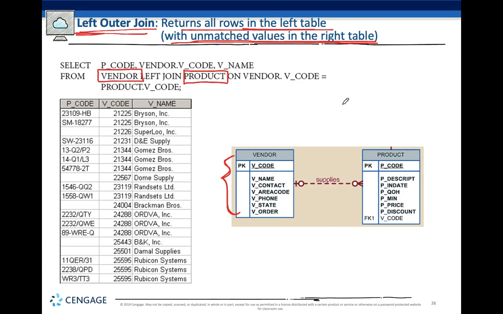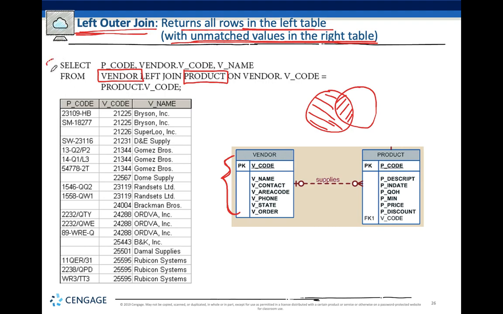If you think of it in terms of a Venn diagram, then a left outer join returns not just those matched rows in the left table, it also returns those unmatched rows from the left table. So you can think of the left outer join this way in terms of a Venn diagram.